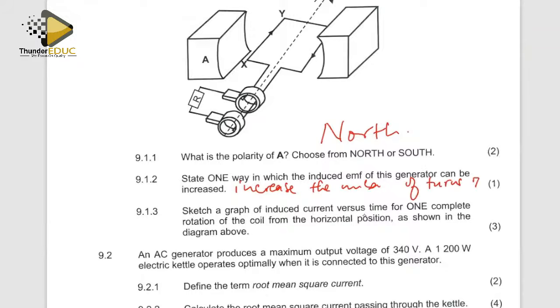The number of turns of the coil, okay? You need to increase the magnetic strength. Okay, you need to use a stronger magnet. That's what we're meaning. You must increase the speed of rotation and so on and so forth. Then they want us to sketch the graph. So the graph is going to be simply something like that. Okay, this is time in seconds, and then this is the induced EMF.